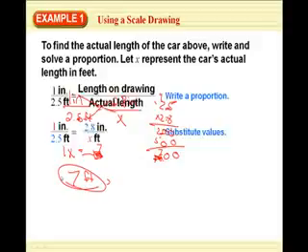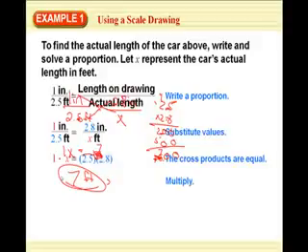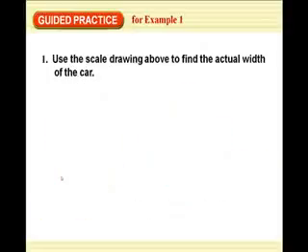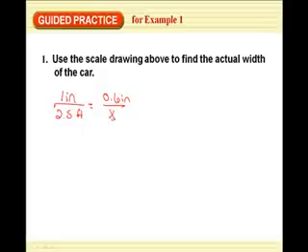So there's our proportion, the cross products, and the answer was 7. Use the scale drawing above to find the width of the car. For that one, we have the same scale: 1 inch equals 2.5 feet. Now the width in the picture is 0.6 inches. So now they want to know what the actual width is. Again, we do our cross products. We get 1 times x equals 2.5 times 0.6.